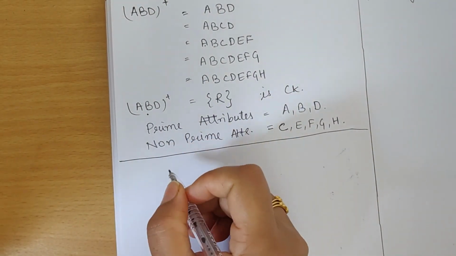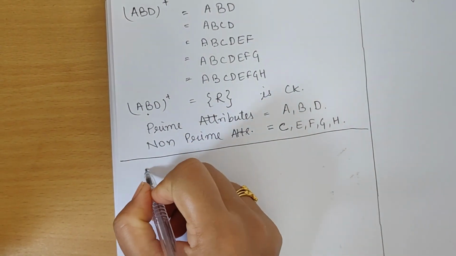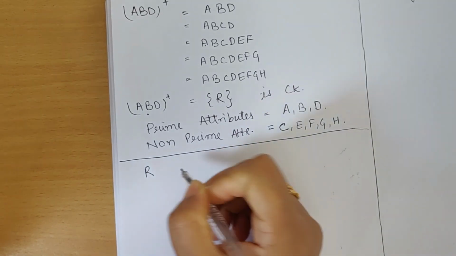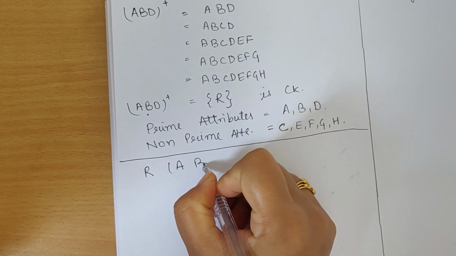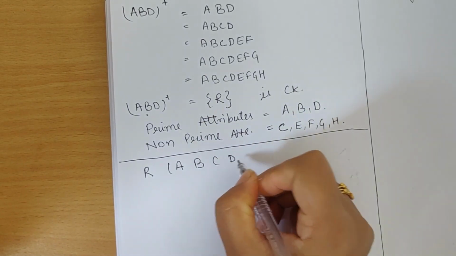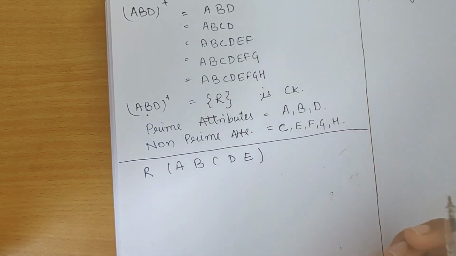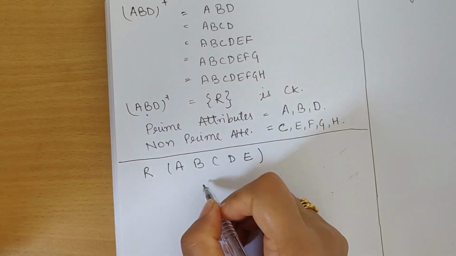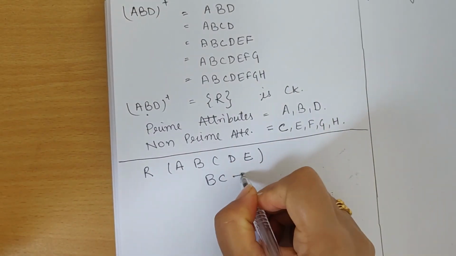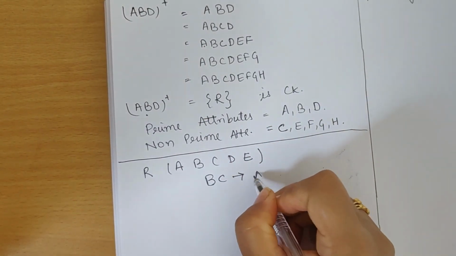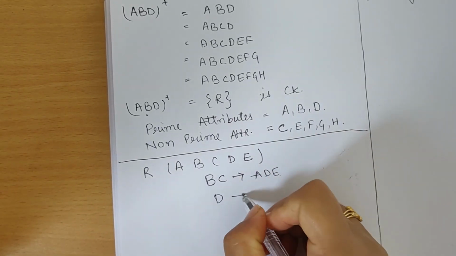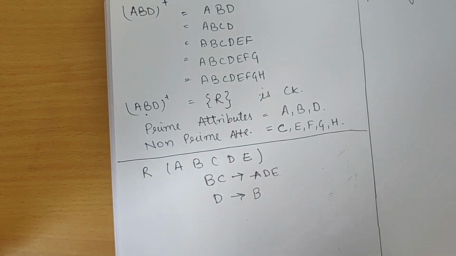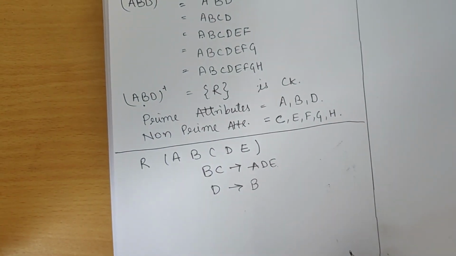So here is the example. There is a relation R, and for this relation R we have the attributes A, B, C, D and E. The functional dependencies are something like this: BC determines A, D, E and D determines B.